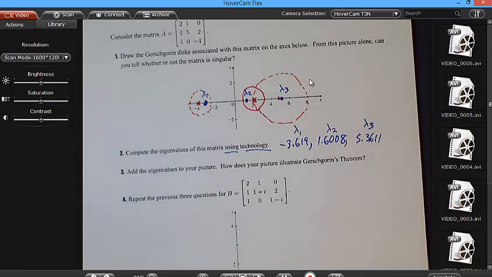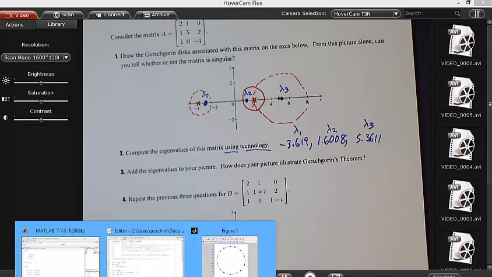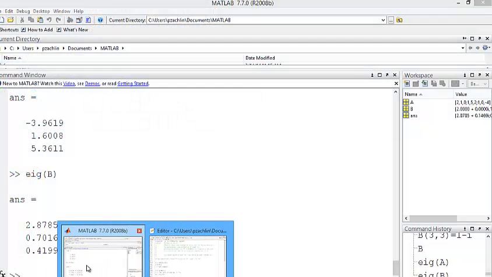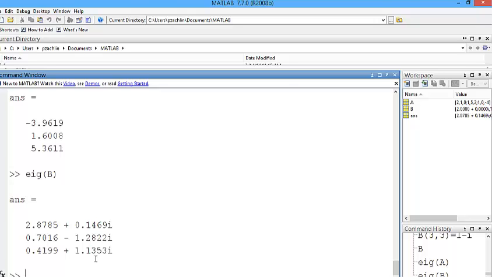But what about that second question in problem 1? It says, from this picture alone, can you tell whether or not the matrix is singular? What's that mean, singular? Oh, you guys don't know what singular means. Okay. So a non-singular matrix has an inverse. So a singular matrix doesn't have an inverse. So name 20 other things that would tell you you have a singular matrix. Okay, name one other thing. The rank is not equal to n. Sure. That would say it's singular.